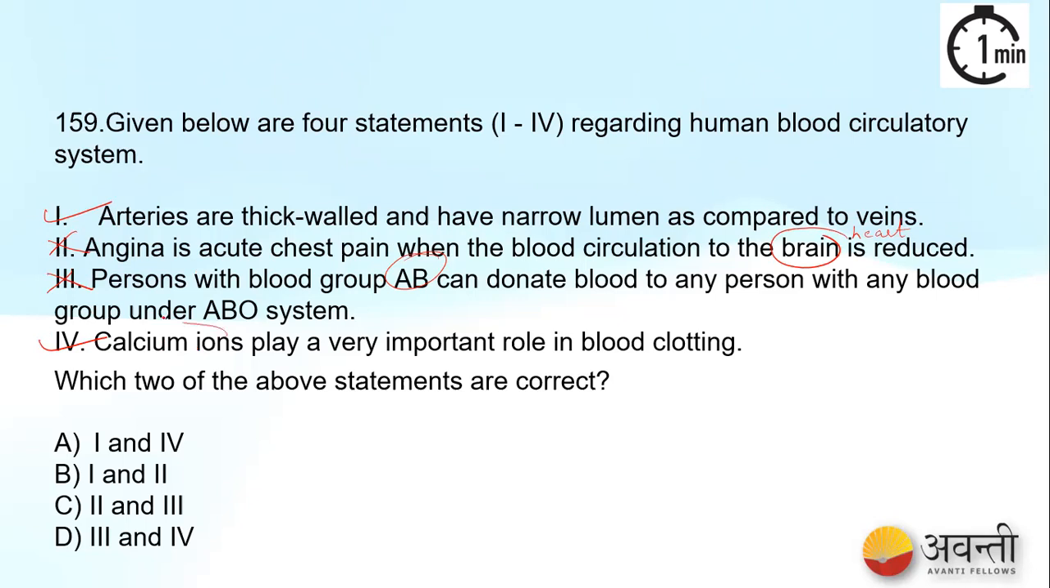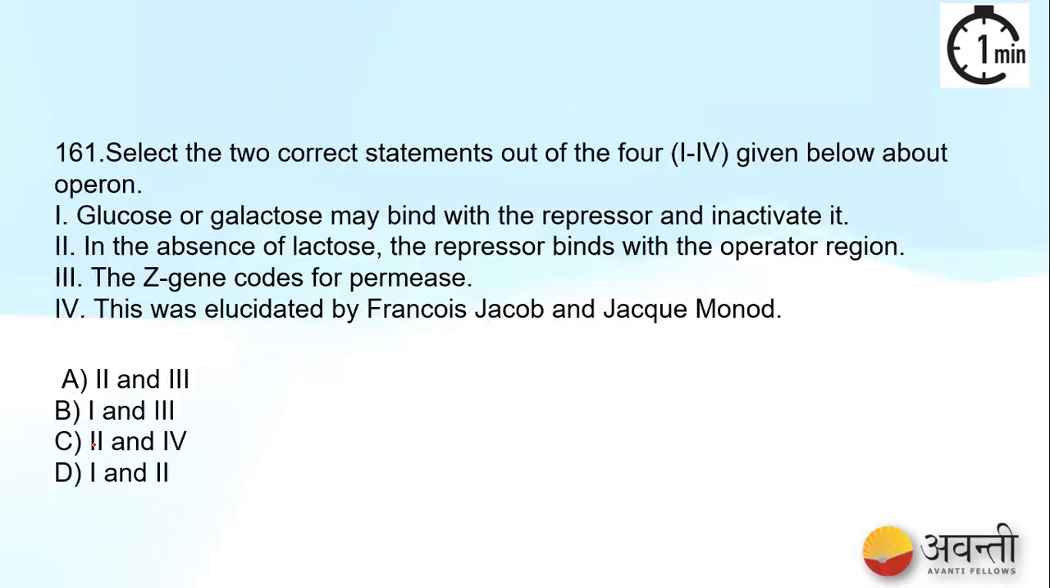So calcium is very, very important for the pathways to be accomplished so that our fibrin is produced. So that is why our option 4 is correct. So according to this, 1 and 4 are correct. So our option A is correct for question 159. So here we have the next question, 161.